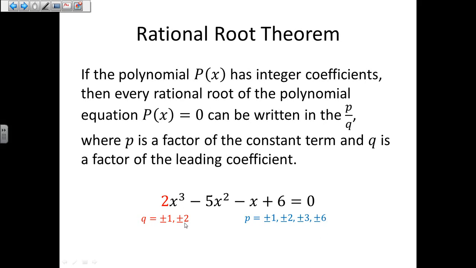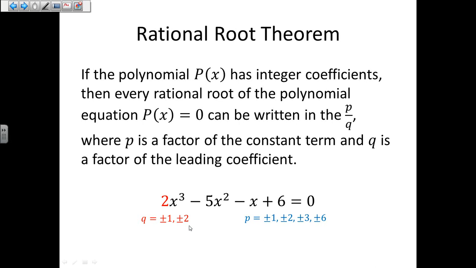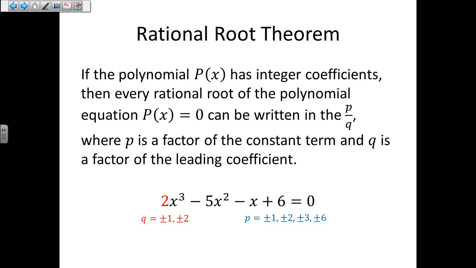When you take 6 divided by 2, you're going to get 3. But that's already going to have been covered. So repeats don't really add anything to us. So don't read too much into repeats. Just don't bother to list them multiple times.